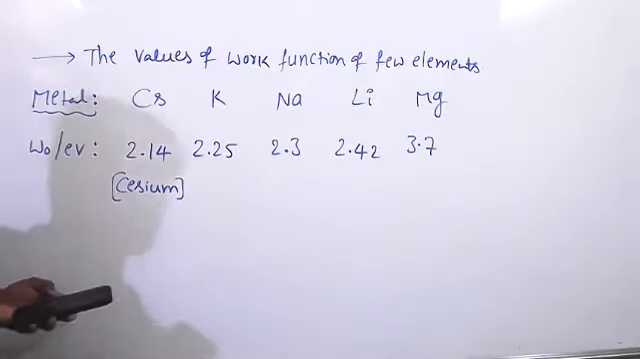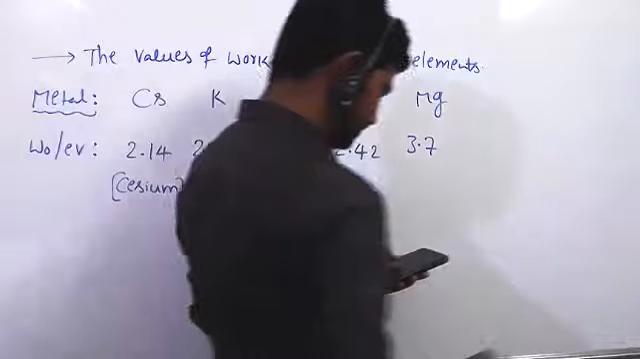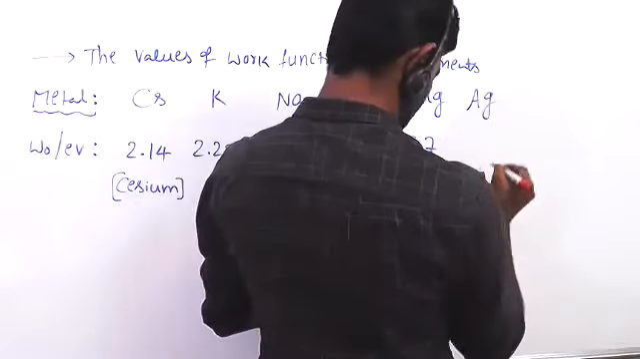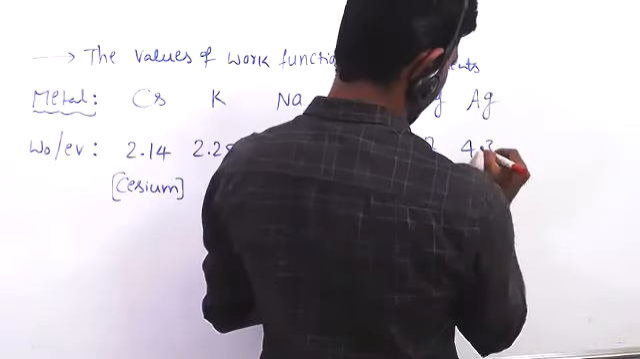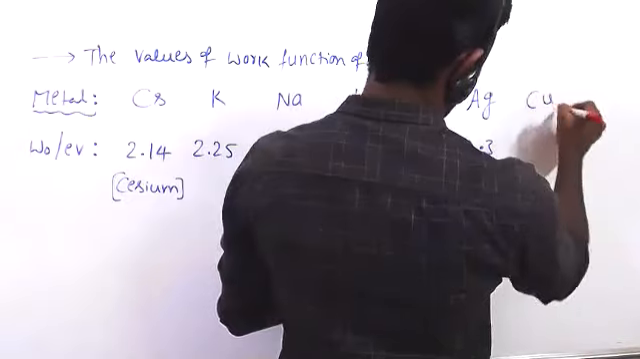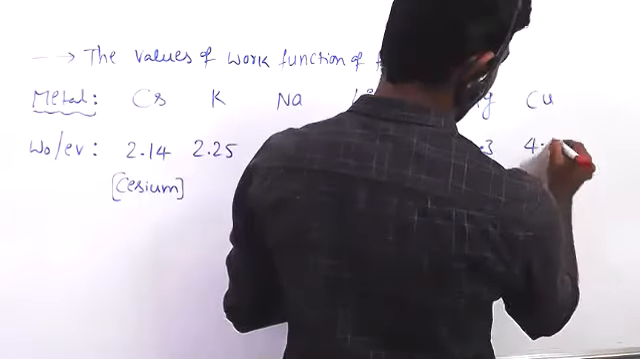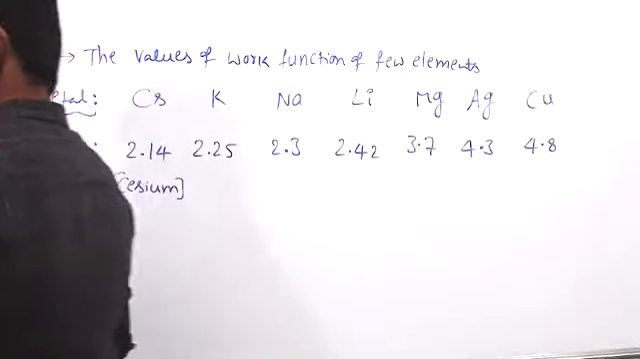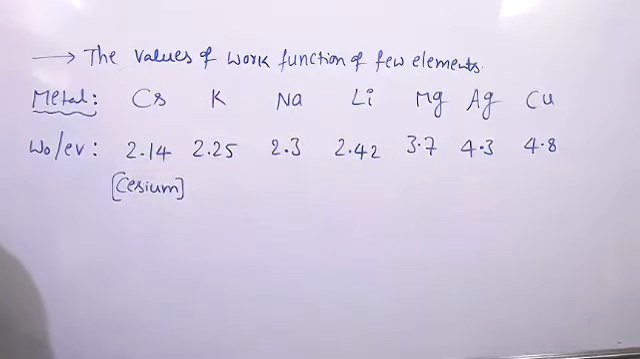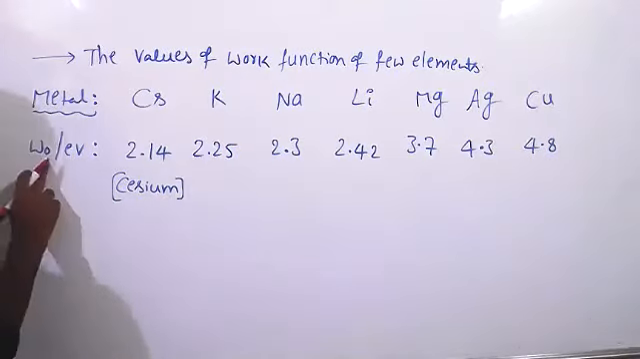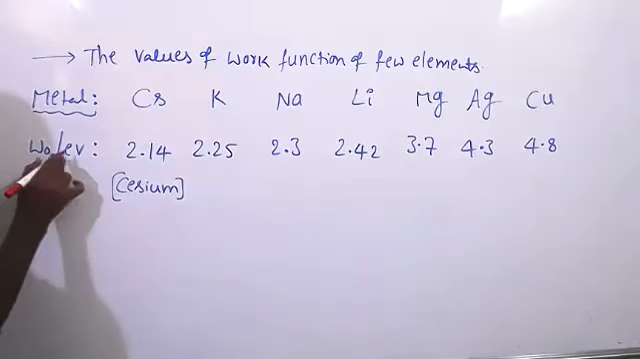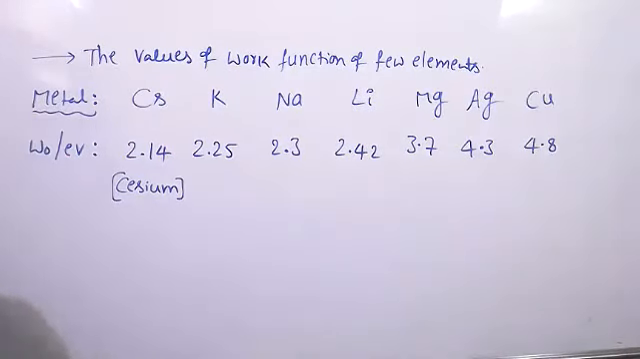This is silver, 4.3. Copper, 4.8. So what is this? This is work function. W0 means work function, and the unit is electron volt. Okay. Thanks.